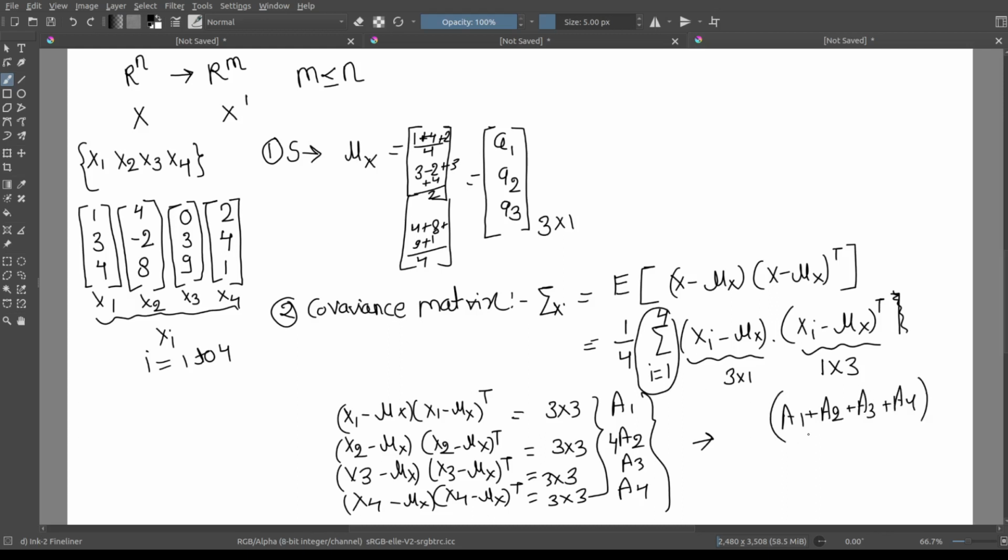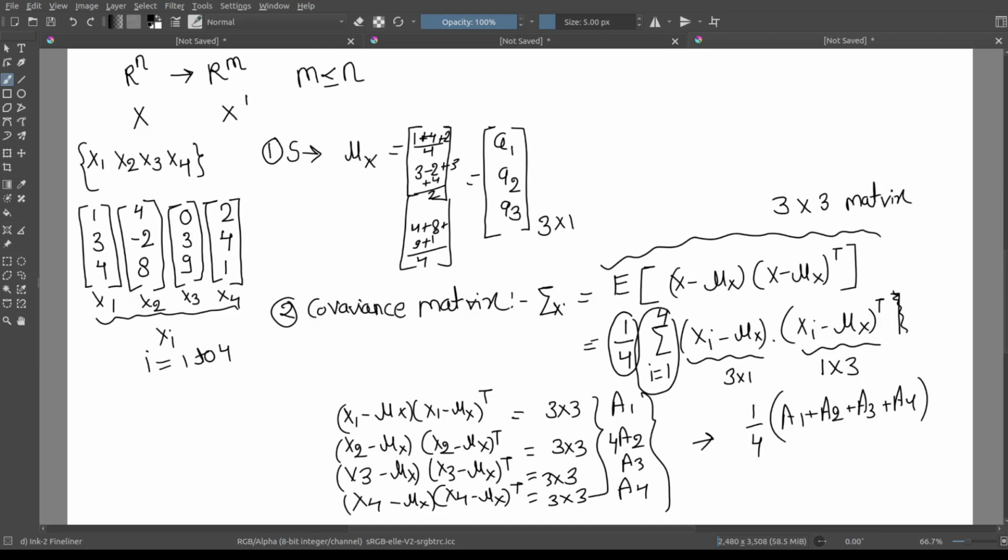Okay, after adding, you have to divide each entry of this matrix by 1 by 4. Why 4? Because 4 vectors are there. So the overall operation gives you a 3 cross 3 matrix. That is actually nothing but your covariance matrix. Okay, this is the one thing.